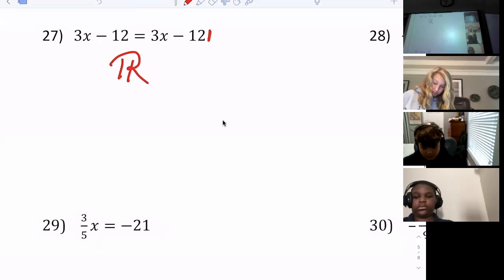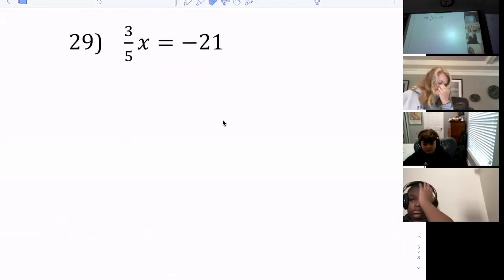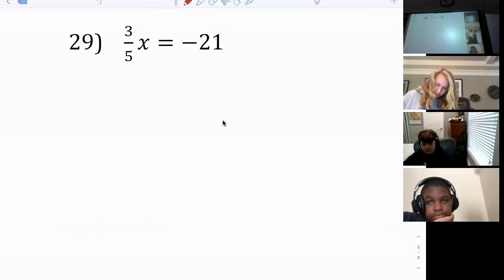Continue down. 29. Again, how do we undo a fraction? Multiply by the reciprocal. Now look, you should be getting better so you don't have to put the 5/3 over here anymore. To me, you should just be squeezing in the what? The 5/3 right here and just cross that out.